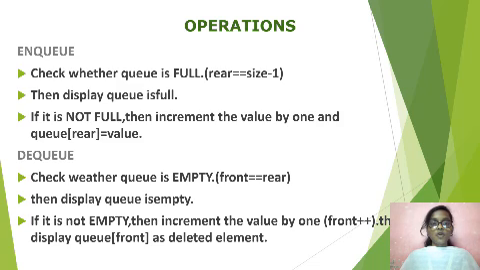And next, the dequeue operation: check whether the queue is empty. The empty condition is front equals rear, then display queue is empty. If it is not empty, then increment the value by 1. Then display queue of front as the deleted element.